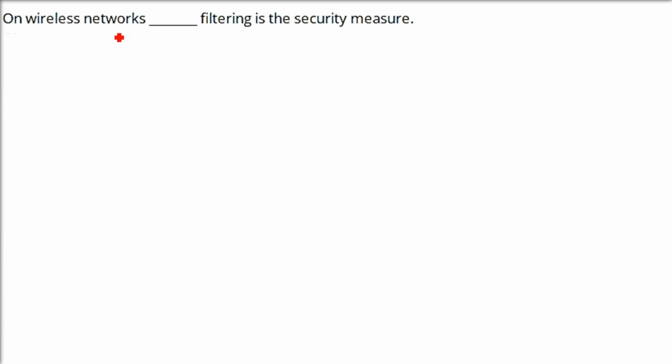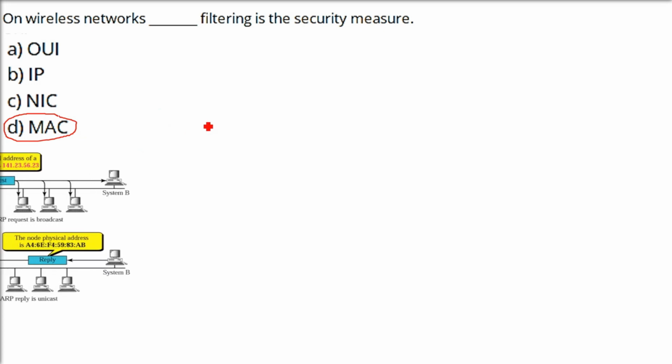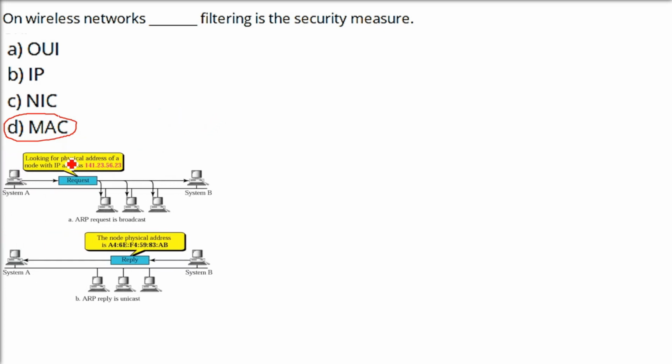On wireless networks, dash filtering is the security measure. Now, of course, the answer would be MAC. We are discussing MAC. But what is the reason? See, MAC, talk about ARP. You know your IP, you know your MAC, you want to know the MAC of a known IP. That is a different host. The IP is known, but you want the MAC address. You send the ARP packet, get the ARP packet with a MAC on board, right?